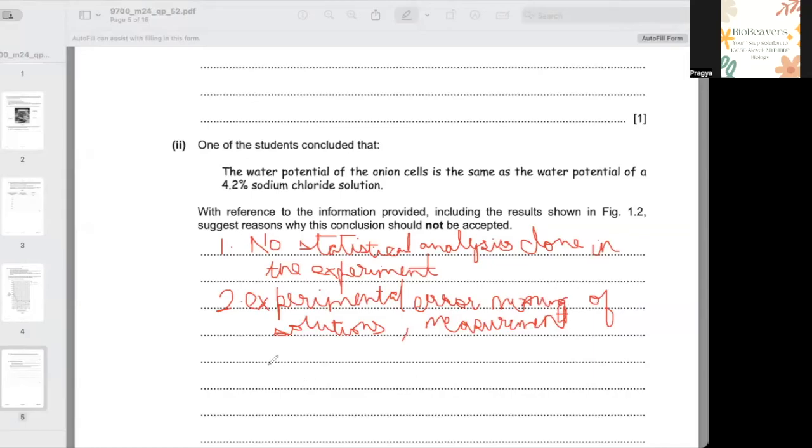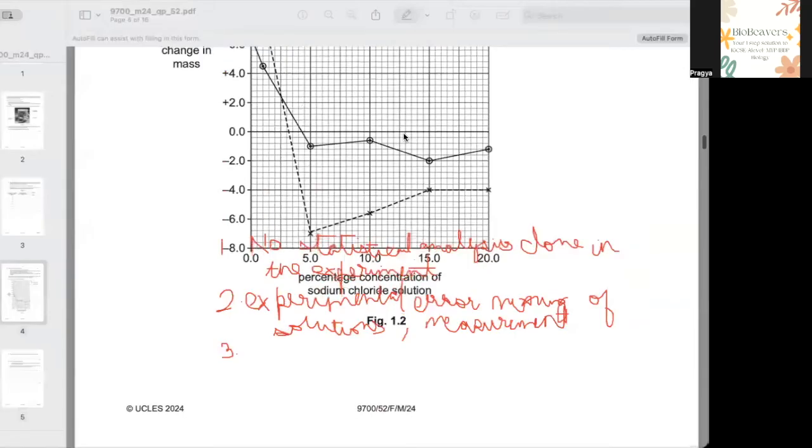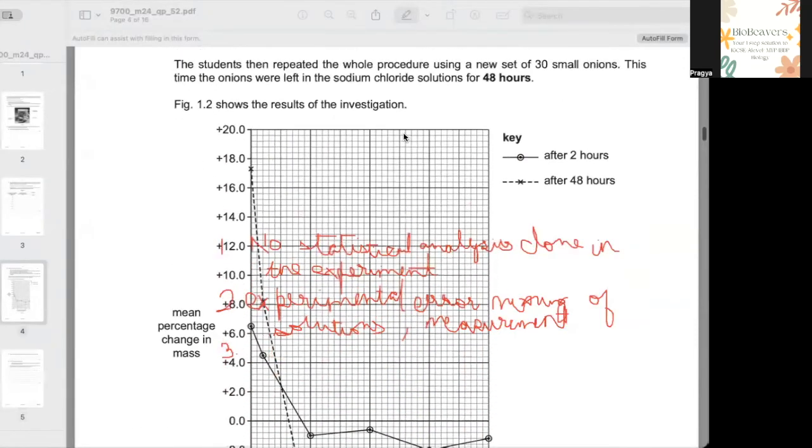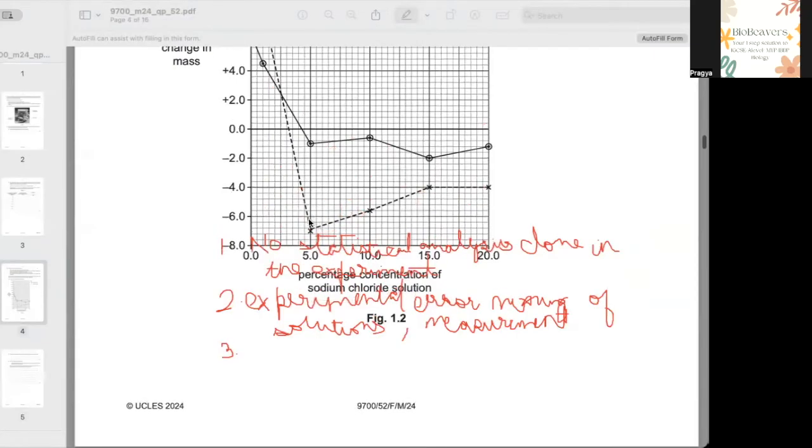Now, what else can happen on a graph that we will not accept it? Are there any anomalous results on the graph? With my answer, I'm moving to the graph and let's have a look at a third point. Can we see any anomalous result on the graph here? Yes, there is an anomalous result at 48 hours, right? There's a percentage decrease in mass, then there is a certain percentage increase in the mass, right?